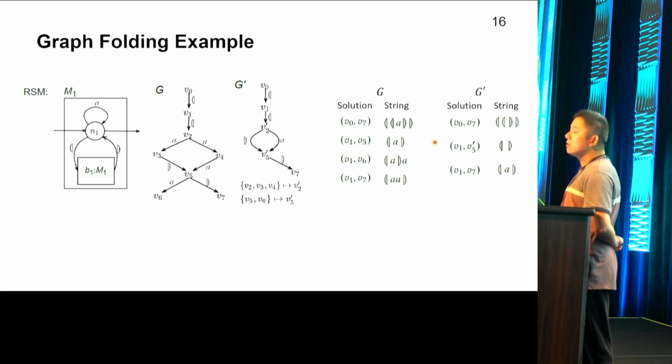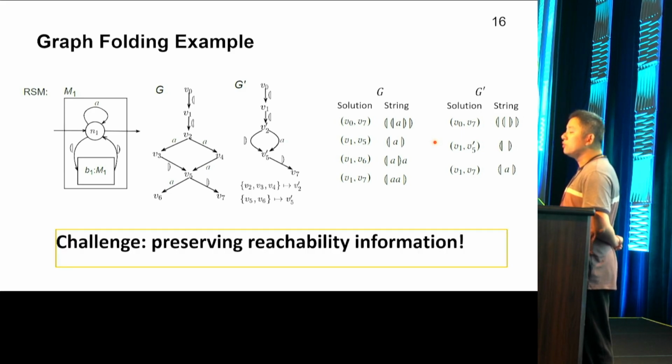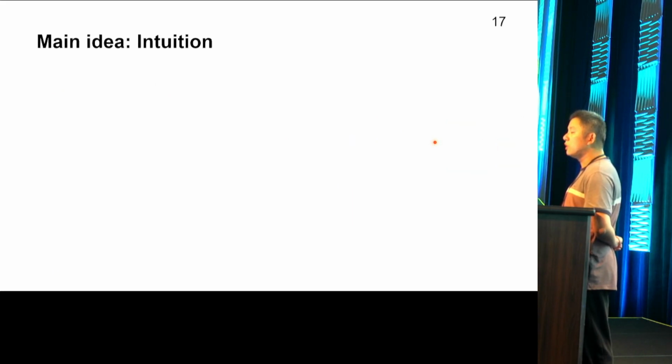And if we list all the reachable pairs in the graph, we can see that node 7 is reachable from node 0 in both G and G prime. But the path string in G prime is slightly different from the path strings in G. Nonetheless, the path string in G prime still belongs to the language that can be characterized by the RSM. Therefore, the challenge in our work is to reduce the size of the graph. At the same time, we want to preserve the reachability information.